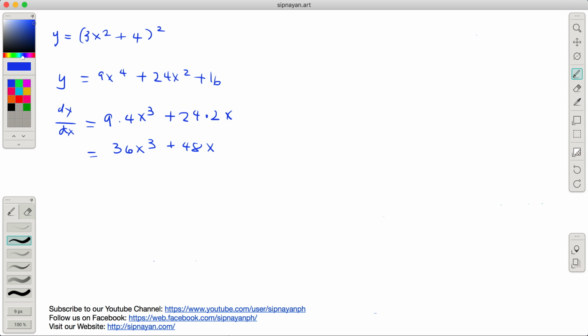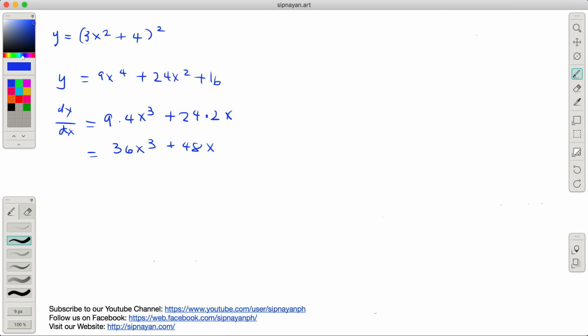Now this is easy if you have power like 2, kasi may expand natin siya. Pero, paano naman kung halimbawa 100? May expand ba natin yung (3x squared plus 4) raised to 100? No, it's very hard. Medyo matagal siya. Hindi lang matagal, pero matagal na matagal and prone to error.